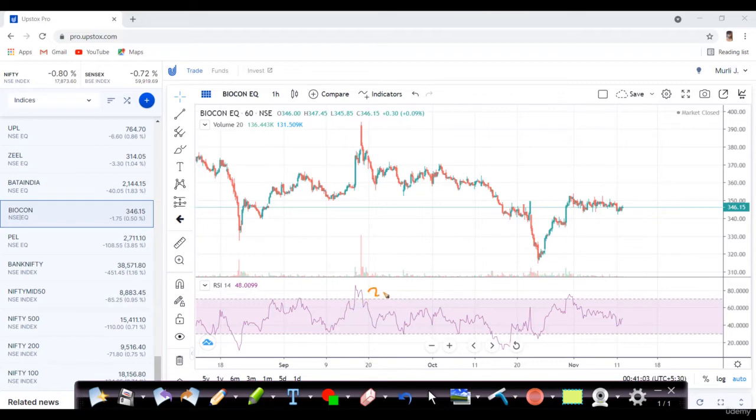In simple words, if it's above 70 or below 30, do not initiate any trade, or do not initiate any kind of investment. That's what this RSI is indicating. RSI is not indicating where to enter, where to exit.